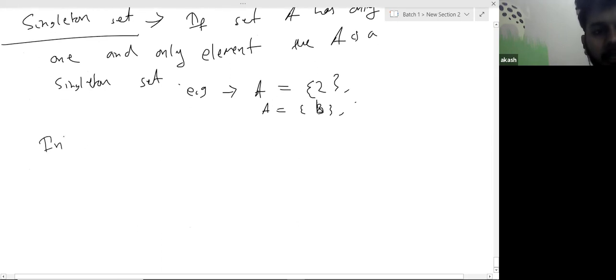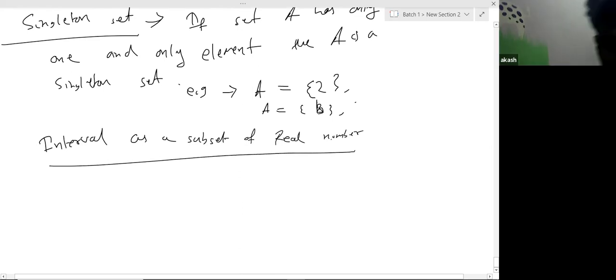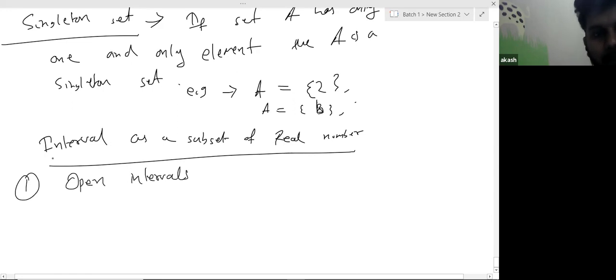Now, intervals. This is very important. Please focus on this. Interval as a subset of real number. There can be 4 types of intervals, right? One is open interval. The interval, you can think of it as big brother of set. It's a similar kind of a collection of objects, but let's see what this means. Okay, open intervals.